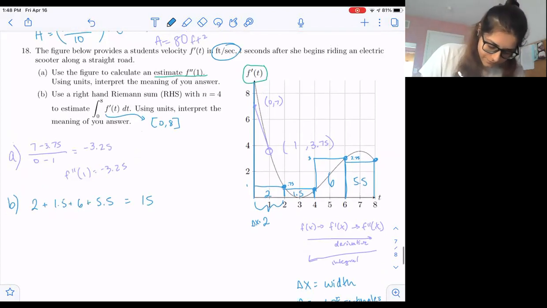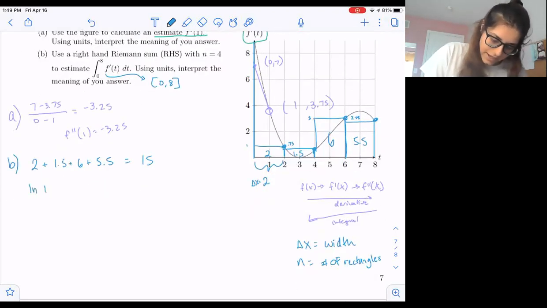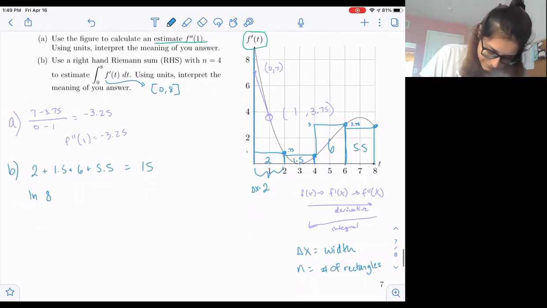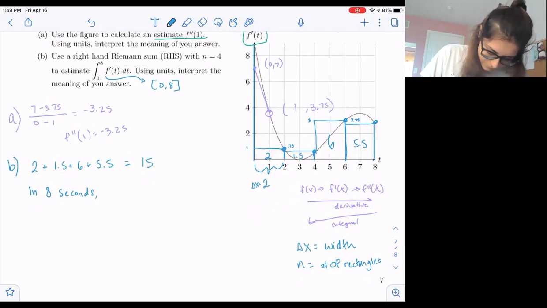So in 8 seconds, she moved 15 feet from her starting position.